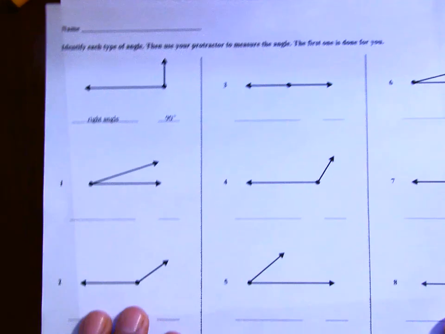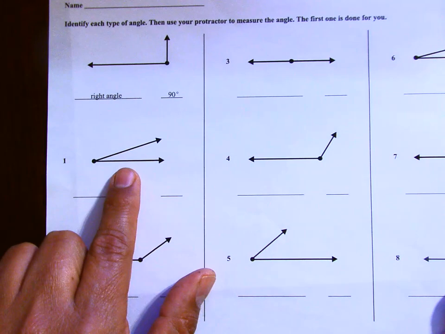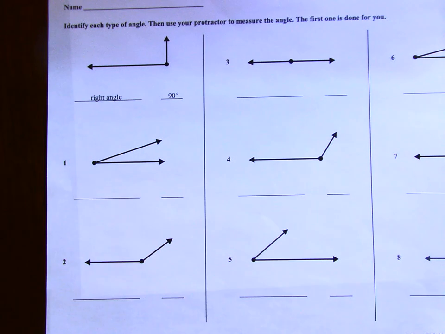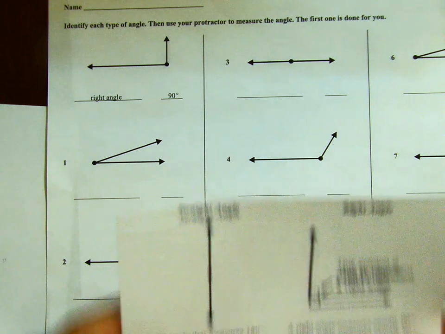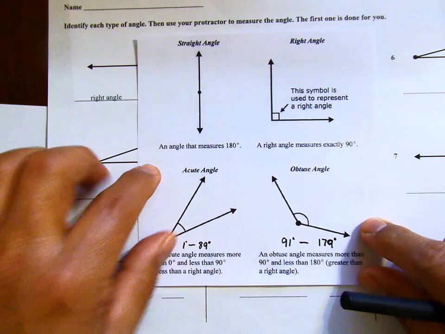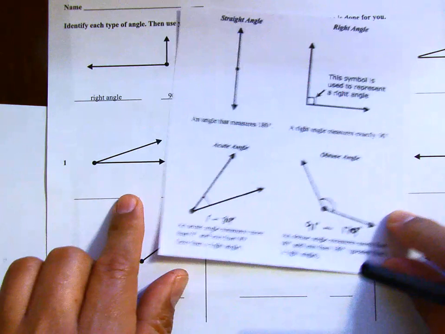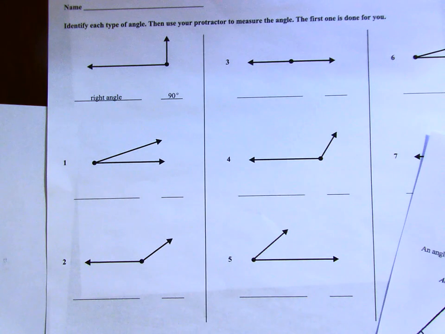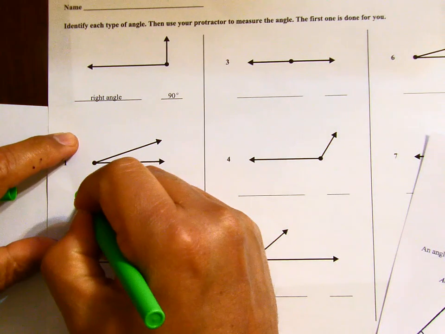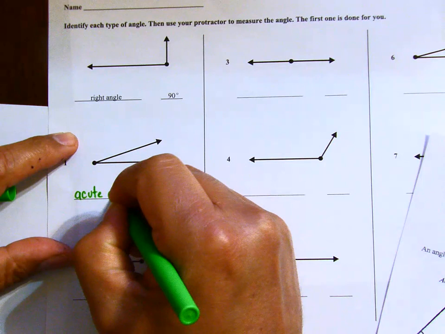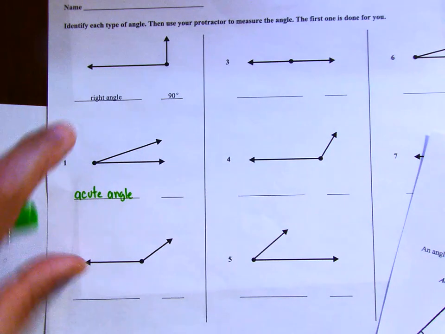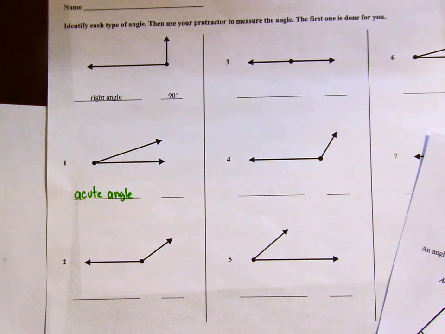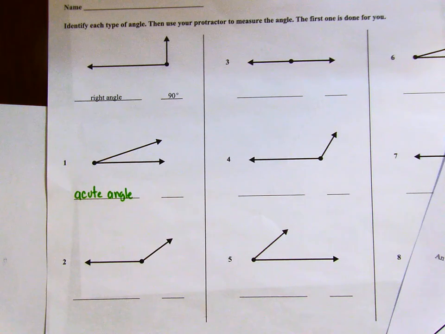All right, let's do number 1. So we look at our angle. So first we have to look, what kind of angle is this? Is this a right angle, obtuse angle, acute angle, or obtuse angle? So is it one of these angles? So we look at it, it is an acute angle. So I'm going to write acute on that line. This is acute angle. All right, so now we want to know how much it measures. What is the measure of that acute angle? So this is where we use our protractor.